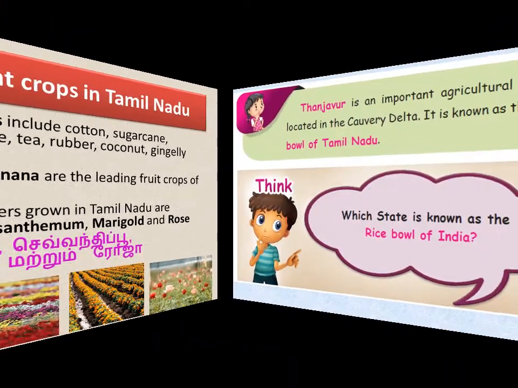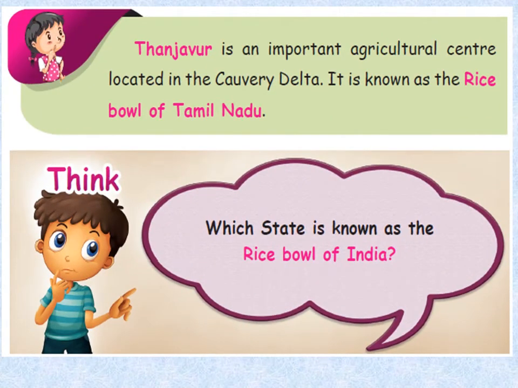Children, you have heard of Thanjavur? Thanjavur is an important agricultural center located in the Kaveri Delta. In the Kaveri River Basin, when the river flows through the plains, it becomes a delta, isn't it? And in the delta, you can find cash crops.